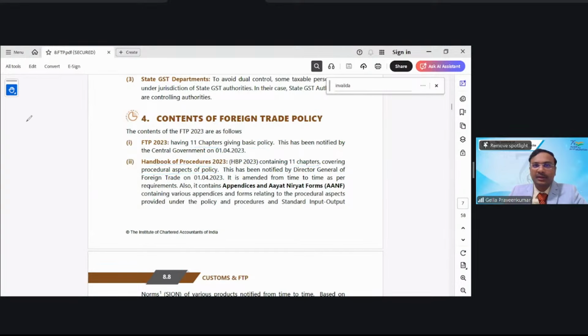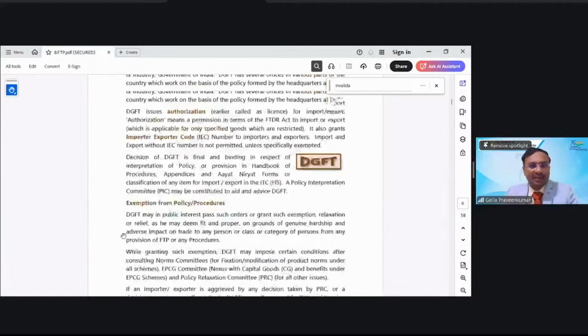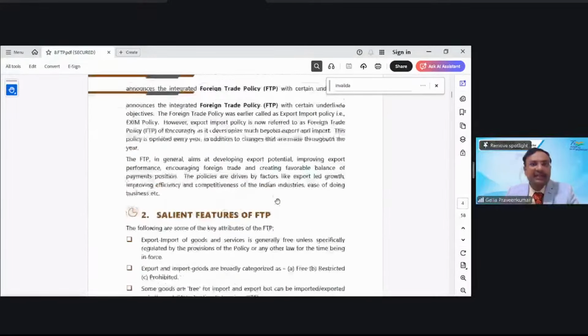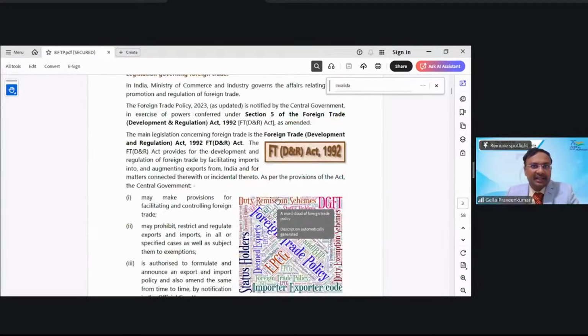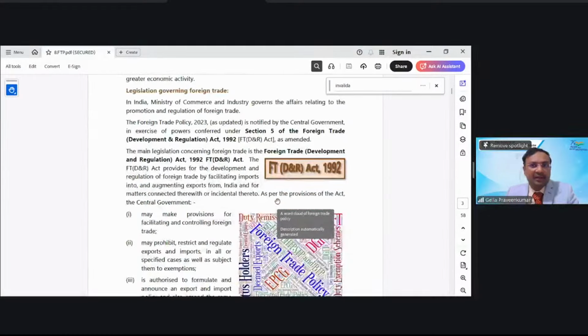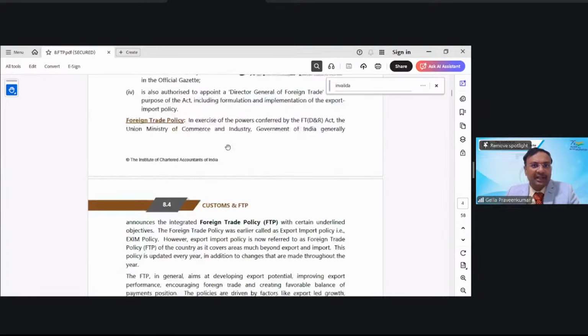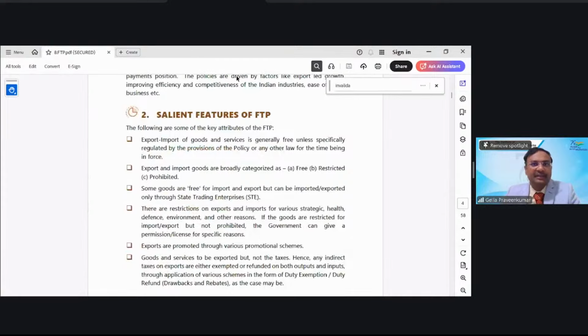Moving further. Let's come back to the examination point of view. Whatever I have explained to you students, these are the basic things which are there in our institute material in the initial paras. Under the Foreign Trade Development and Regulation Act, this particular foreign trade policy has been evolved. Salient features. Now, let's start from here.